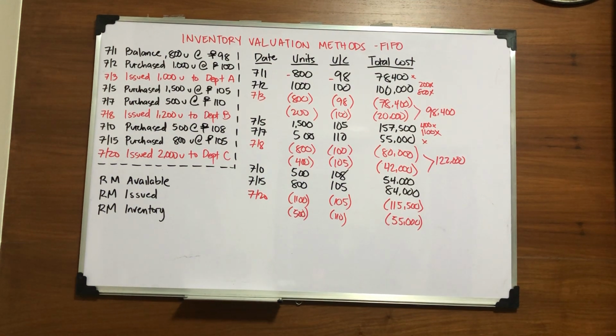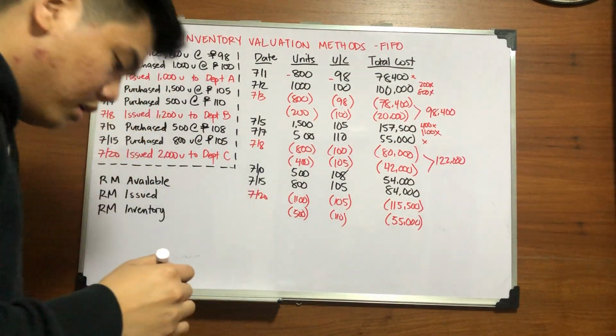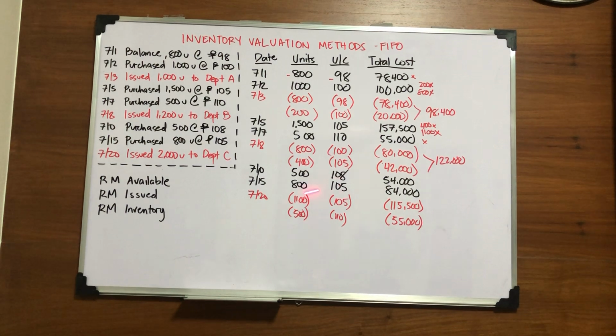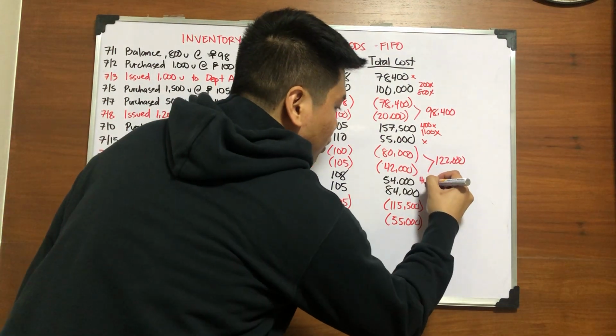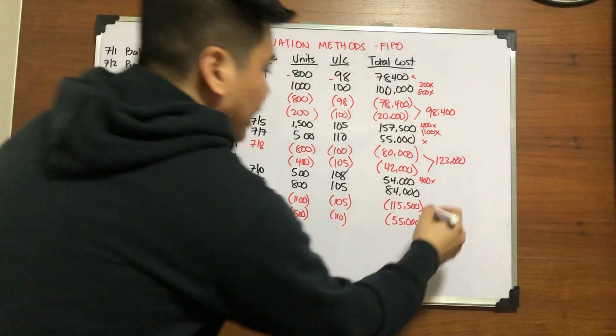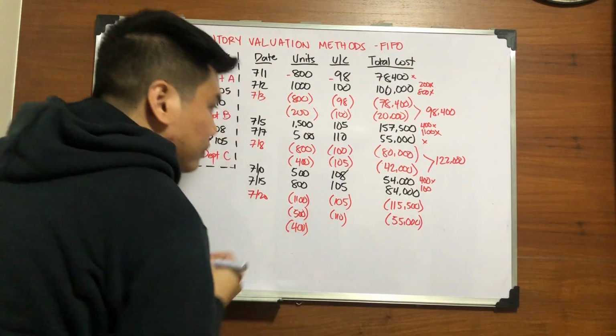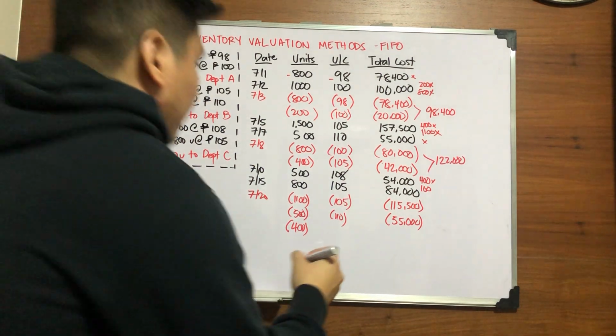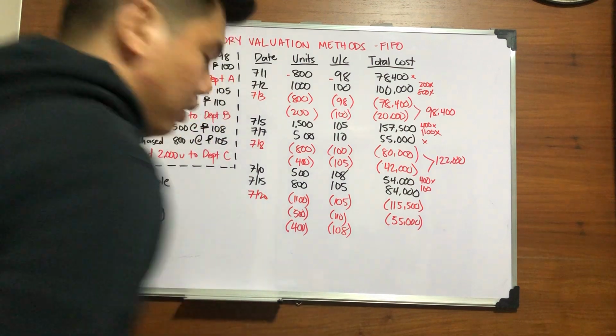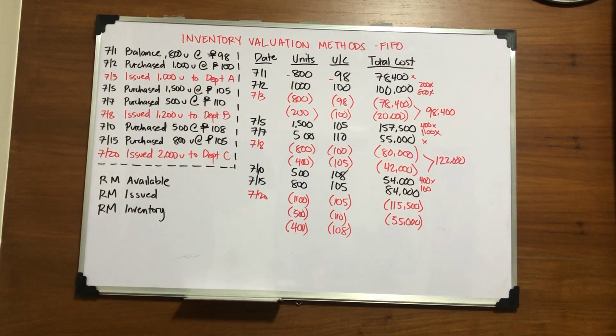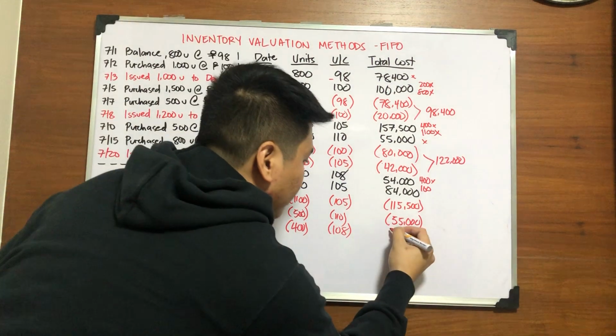Okay, so the next earliest is the July 10 transaction. Let's just get a portion of 400 of this July 10 transaction in order to meet the requirements for the July 20 issuance. Okay, so let's put a note here that 400 was already consumed. Let's put an X here, and that only 100 is remaining. So let's put it here, 400, with a unit cost of 108. So 400 times 108 would give us 43,200.